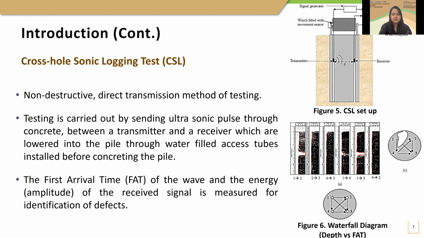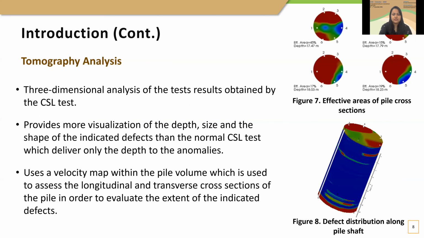When looking at the cross-hole sonic logging test, it is a nondestructive direct transmission test where an ultrasonic pulse is sent through the pile shaft using a transmitter and a receiver. These are lowered through pre-installed access tubes. Here, the first arrival time and the energy of the pulse is measured to identify the defects. The tomography analysis is the three-dimensional analysis of cross-hole sonic logging test results, and this provides more visualization of the extent and the depth of the defect.